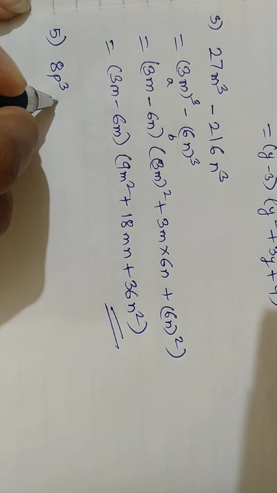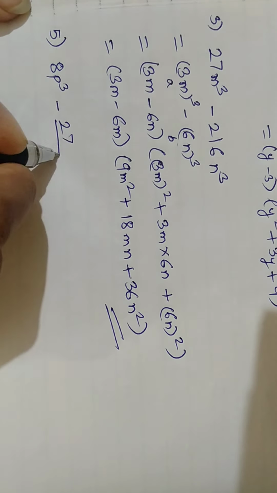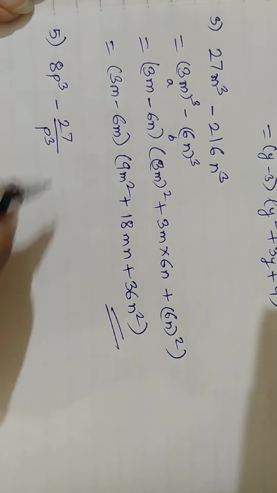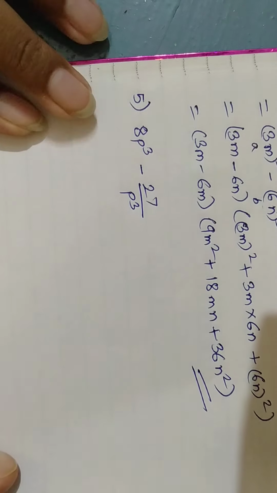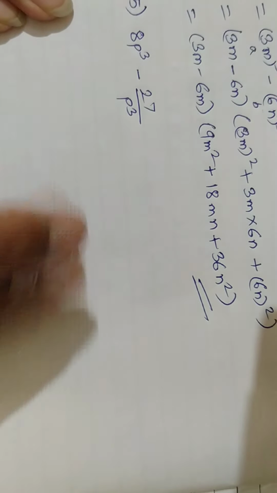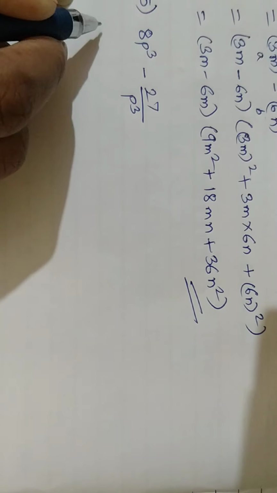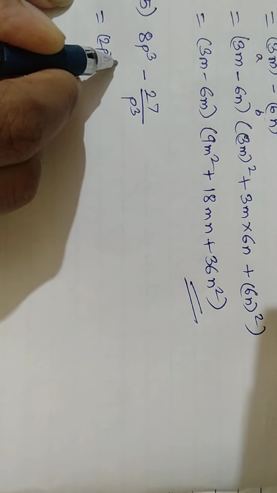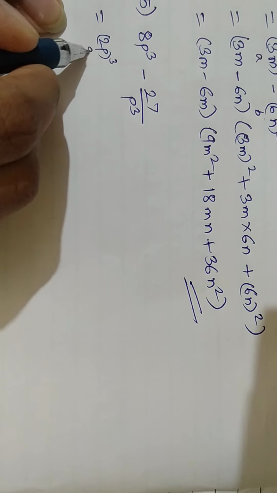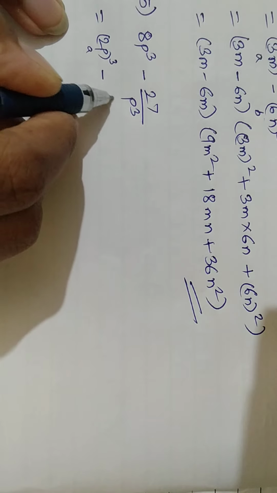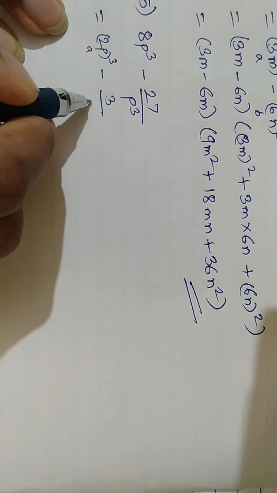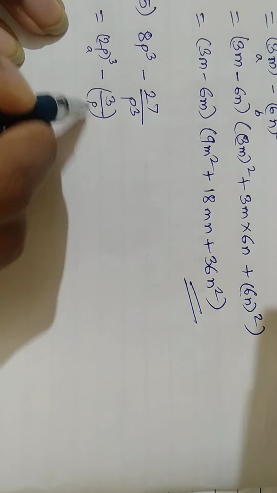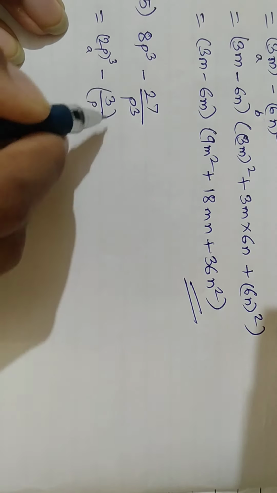This is so simple, only a fraction is there as one term. See, now I will solve this. 8 is the cube of 2, that means 2p is the first term, that is a. Minus 27 is the cube of 3 and p cube is the cube of p. So 3 upon p, this is your second term b. Now simply you have to put the values.